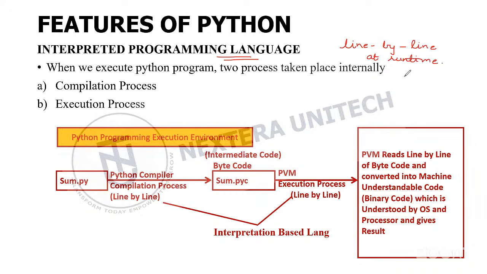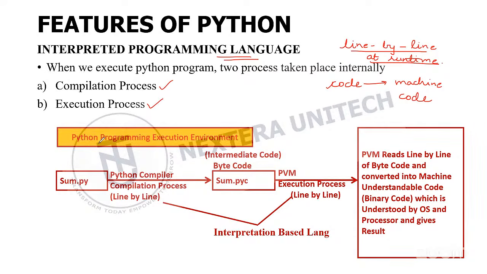So instead of being fully converted into machine code before execution, it will run line by line at runtime. So the Python program consists of two internal steps or phases, that is the compilation process and the execution process.